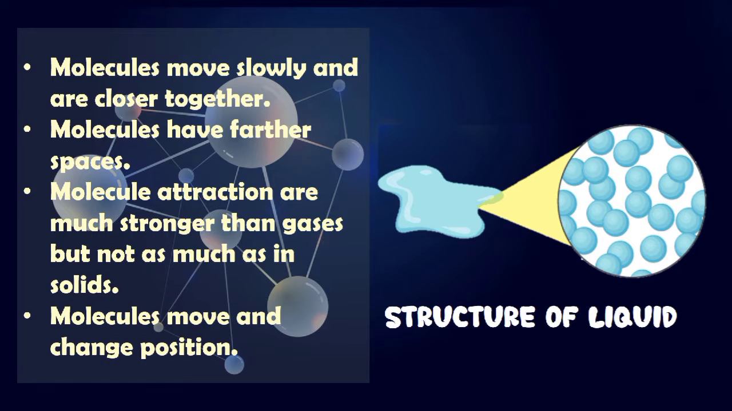Next, liquids. In liquids, the molecules are moving slowly because each of them has farther spaces than solids, which are tightly compact. Molecular attraction of liquids is much stronger than gases, but not as strong as how molecules are tightly bonded in solids. This explains why liquids take over the shape of the container where they are situated. Due to the much farther space liquid has, its molecules can move and change position.